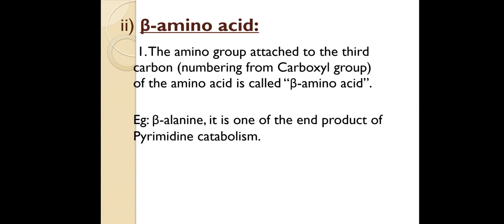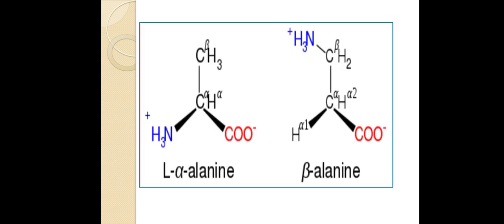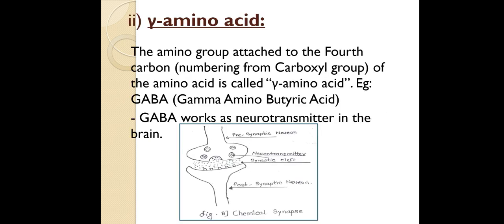Beta amino acid: the amino group attached to the third carbon, numbering from the carboxylic group of the amino acid, is called beta amino acid. Example: beta alanine, one of the end products of pyrimidine catabolism. These are the structures we are seeing here. Gamma amino acid: the amino group attached to the fourth carbon of the amino acid is called gamma amino acid. Example: GABA, gamma amino butyric acid. GABA works as a neurotransmitter in the brain.